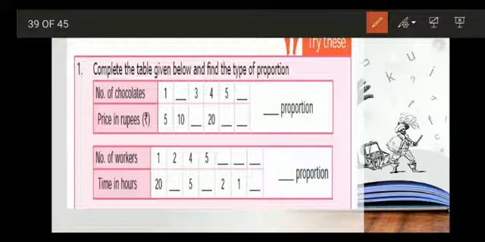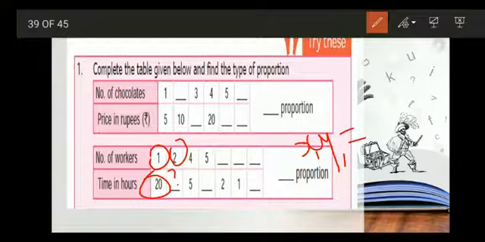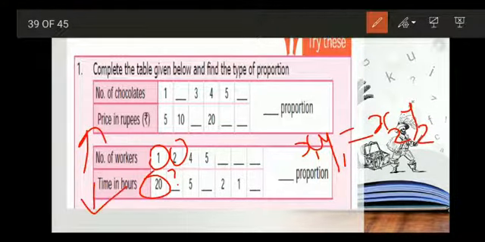One worker is completing it in 20 hours. The same work, if two people are doing, in how many hours will they complete? When one worker is doing, it takes 20 hours to complete the work. When two workers are doing, what will be the time taken to complete the work? So we know that x1 y1 is equal to x2 y2. Here when number of workers increases, time will reduce, right? When number of workers to do the job increases, time taken to complete will decrease. So here this is in inverse proportion.